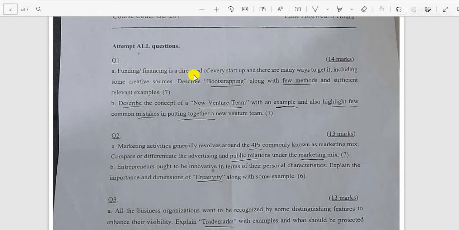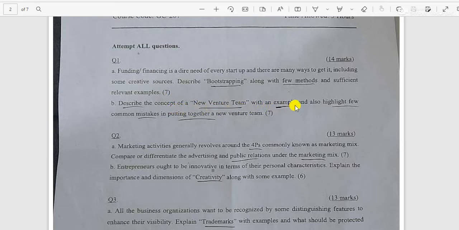Funding or financing is a dire need of every startup, and there are many ways to get it, including some creative sources, bootstrapping, along with a few methods. With sufficient relevant examples, you have to explain bootstrapping and some other methods. And then describe the concept of new venture team with example.